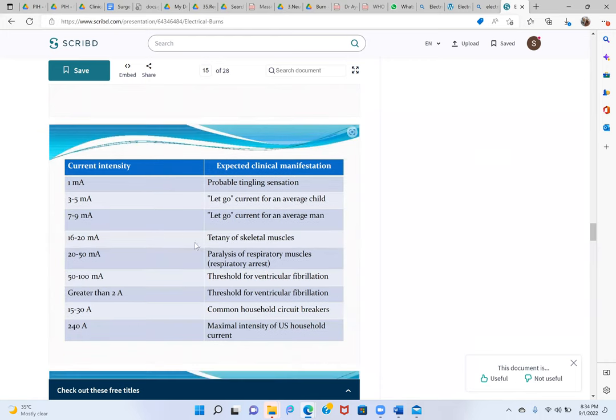But the basic concept I'm giving you is that as the intensity increases, starting from tingling, it will go up to the threshold for ventricular fibrillation. So do you know about this let-go current? Can you understand this terminology? Anyone, please? Yes, Dr. Lutfia. Yeah, raise your hand, Dr. Lutfia.